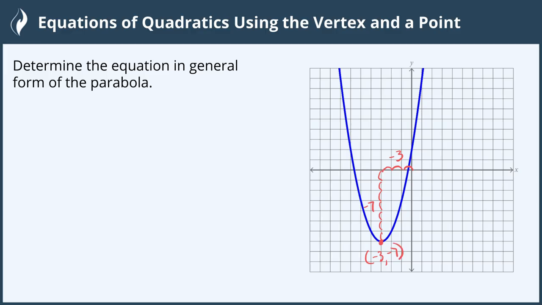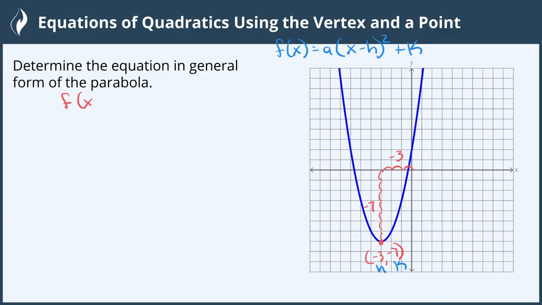And we can put this into our vertex form, which is f of x equals a times (x minus h) quantity squared, plus k, where h and k are the x and y coordinates of the vertex. So this is h and this is k. Let's go ahead and put those into our vertex form.